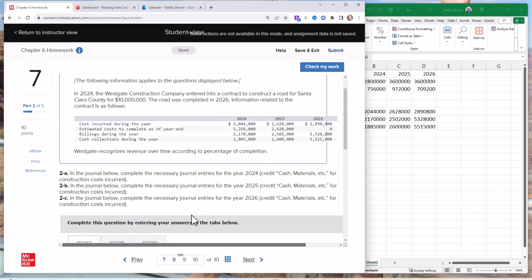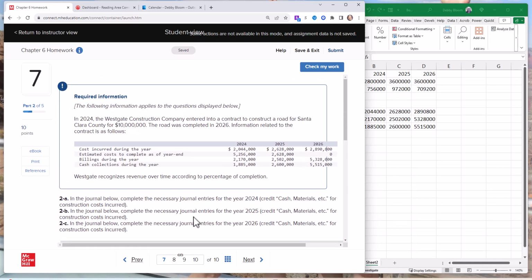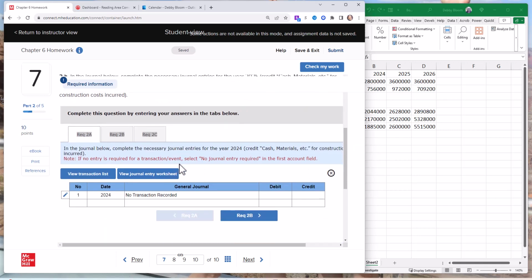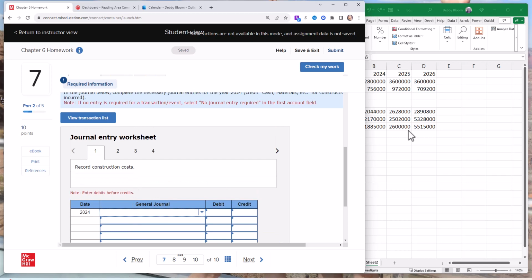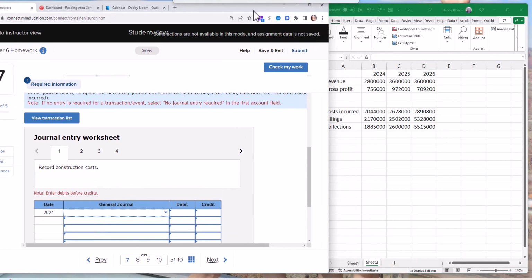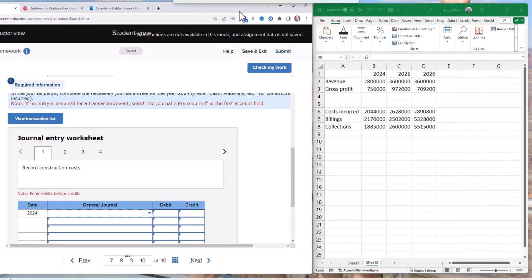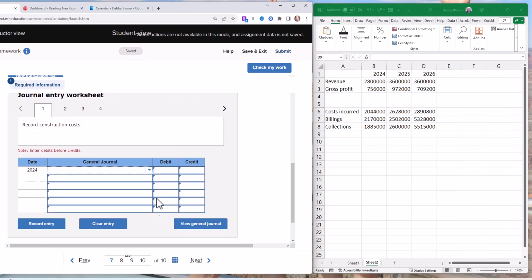So now, when I move on to the next problem, problem number 7, the software kind of hiccuped a little bit for a second. We're just going to, as I said, go down the lists one by one for the costs incurred, billings, and the cash collections. So for our first one, in requirement 2A, to record the construction costs, we're going to record our costs incurred.